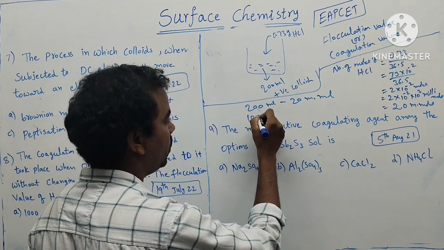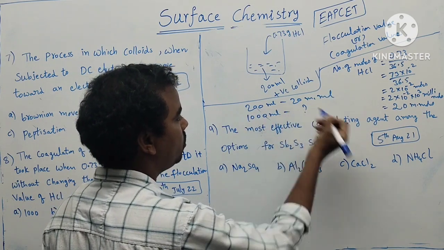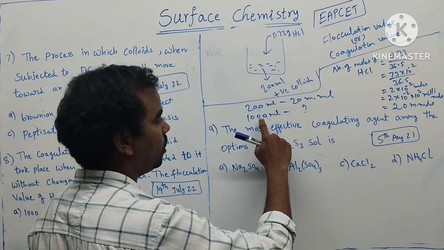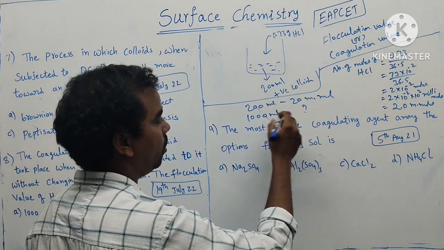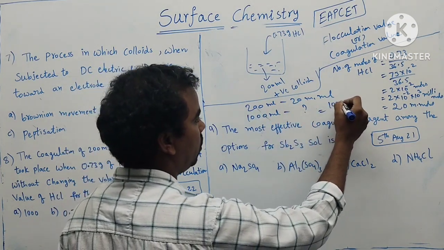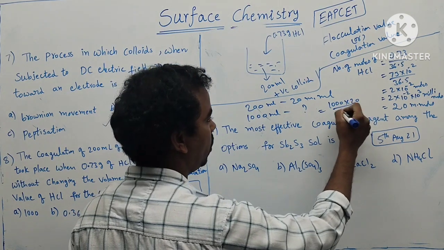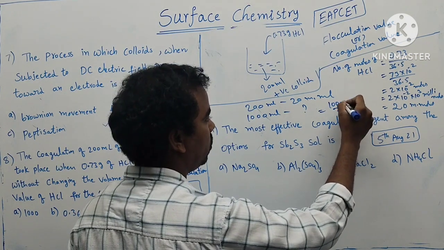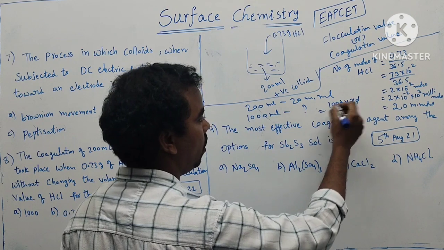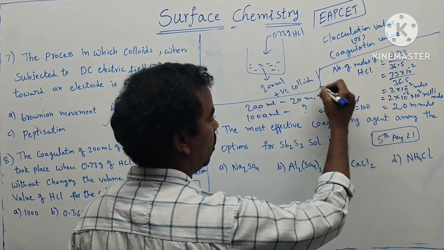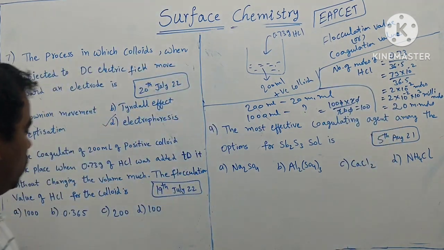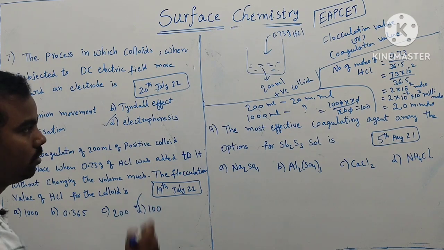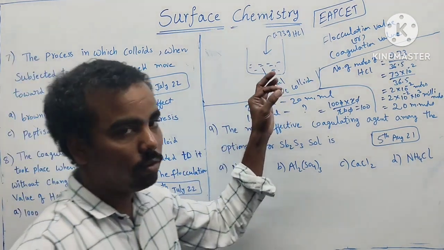For 1 liter, that means 1000 ml, how many millimoles are required? So cross multiplication: 1000 into 20 by 200. The zeros cancel, 2 and 2 cancel. So 100. So the answer is 100, option D. Very easy.